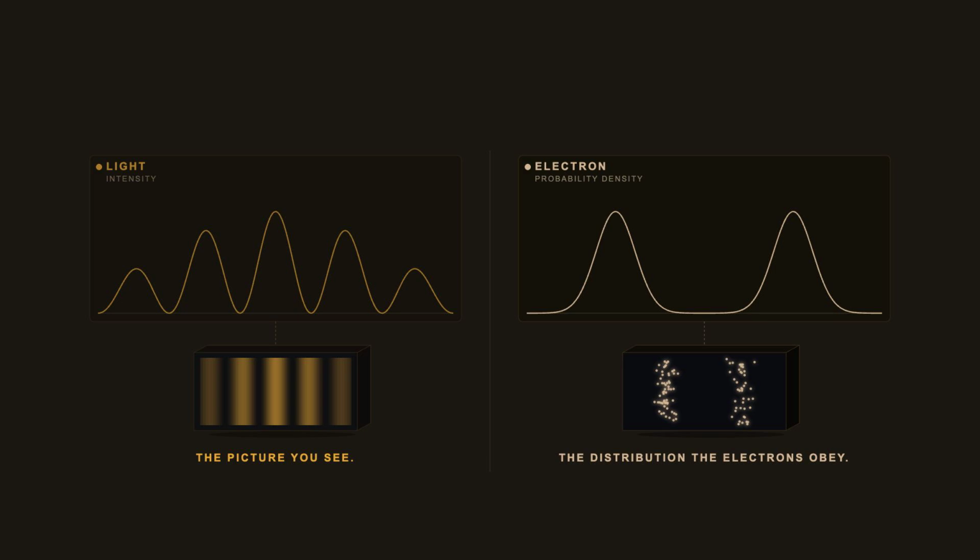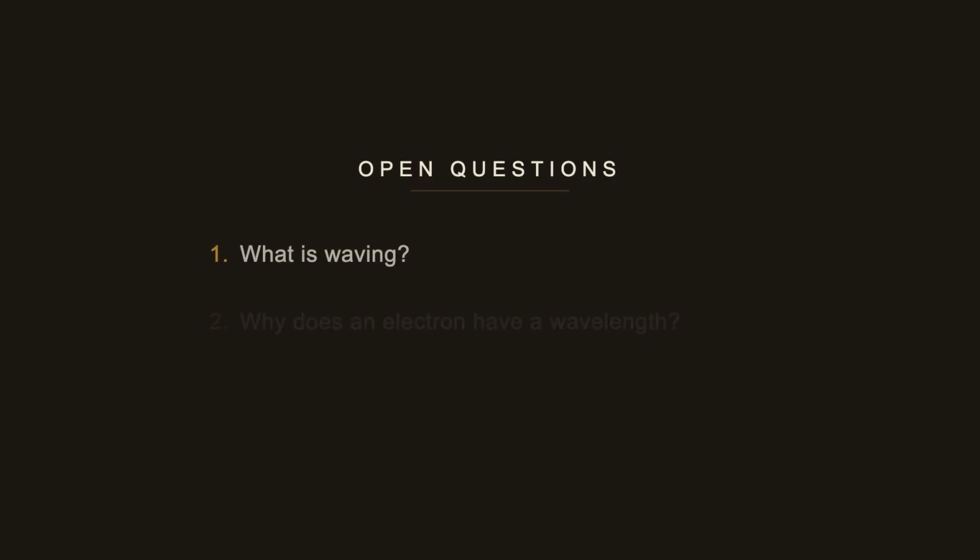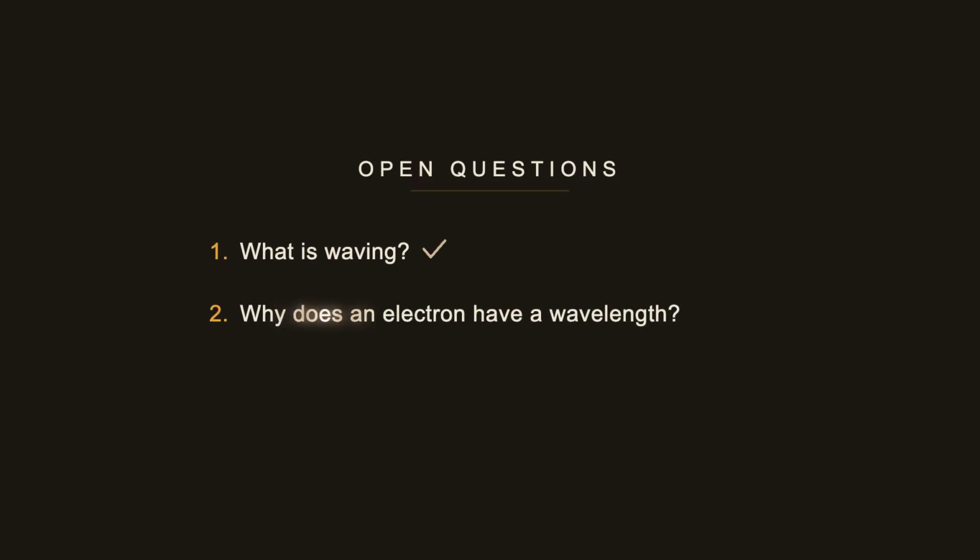So the answer to our first question here is the waving is really just the wave function of our particle interacting with itself. It's not physical in any sense, but instead tells us about the probability density distribution. The next question is where that probability density comes from, or more generally, why does an electron have a wavelength to begin with, and what sets its scale?